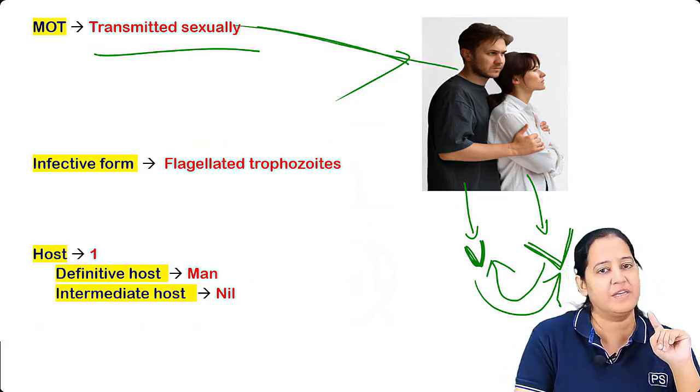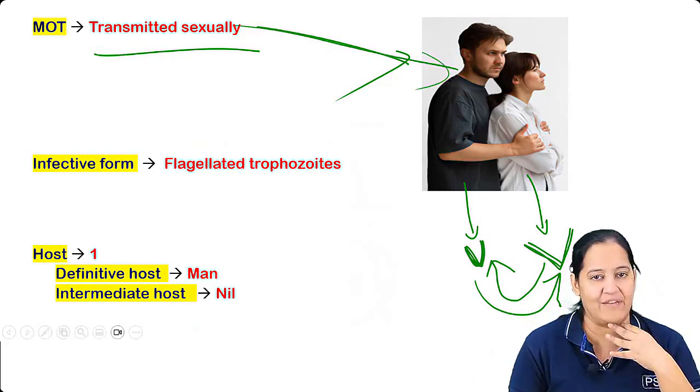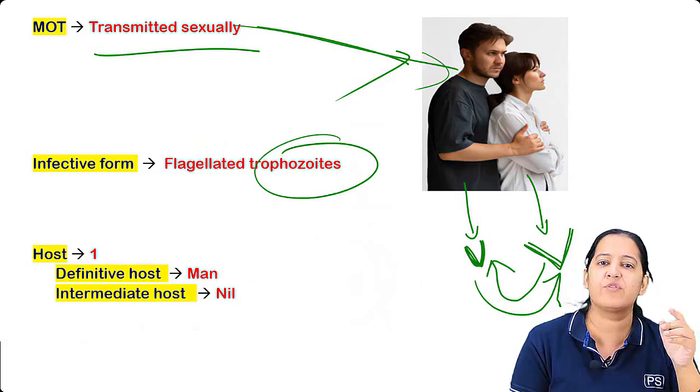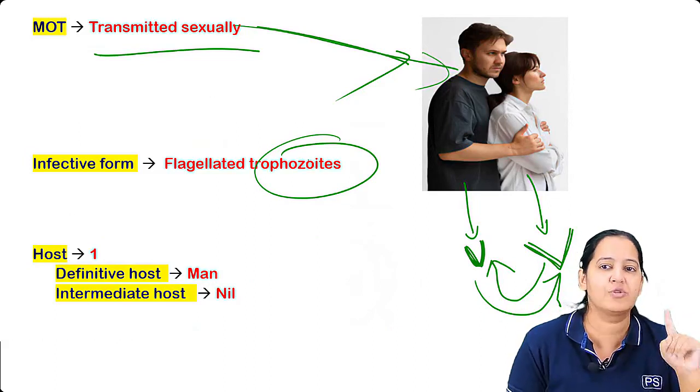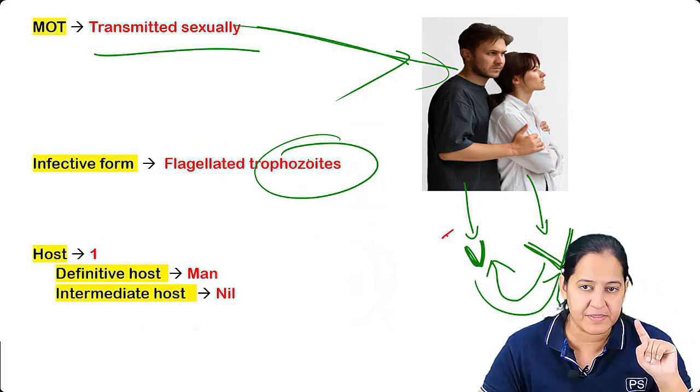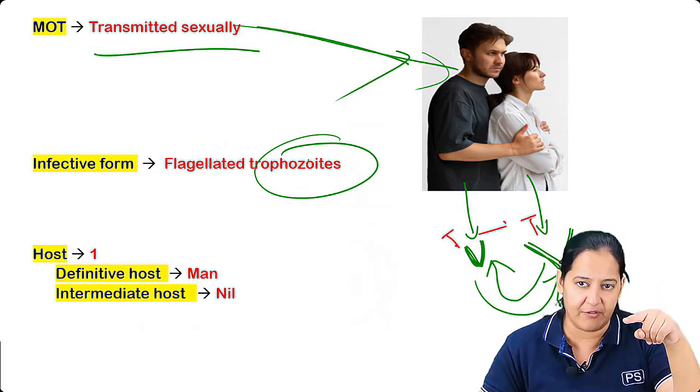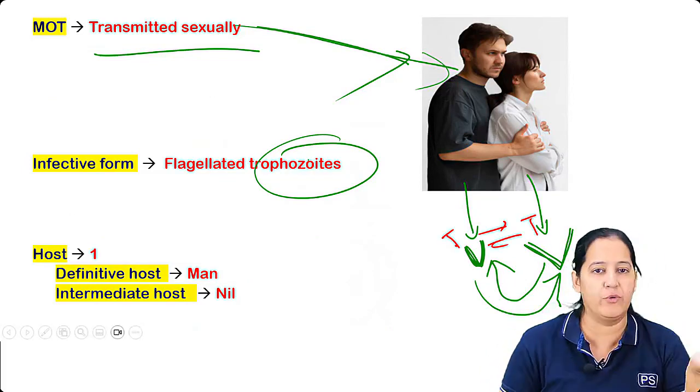So it is transmitted sexually. There is no cycle. That is the only life cycle. Infective form is only trophozoite. There is no option of the cyst, so obviously it is a trophozoite. It is present in the urethra and vagina and transmitted from one human to another who are doing sexual intercourse.